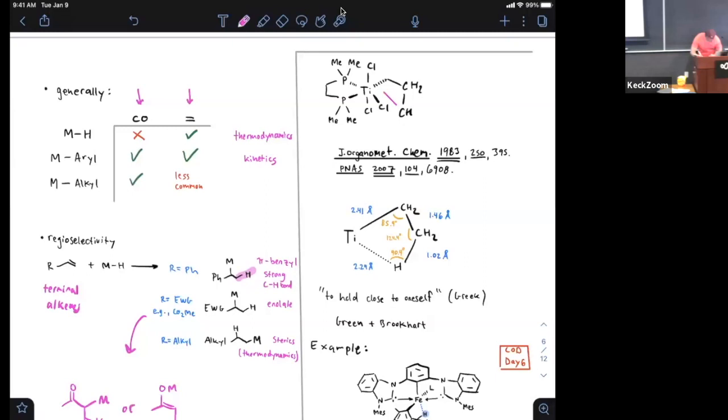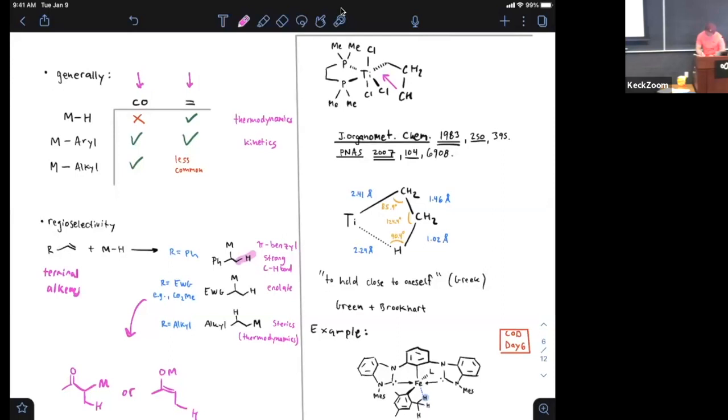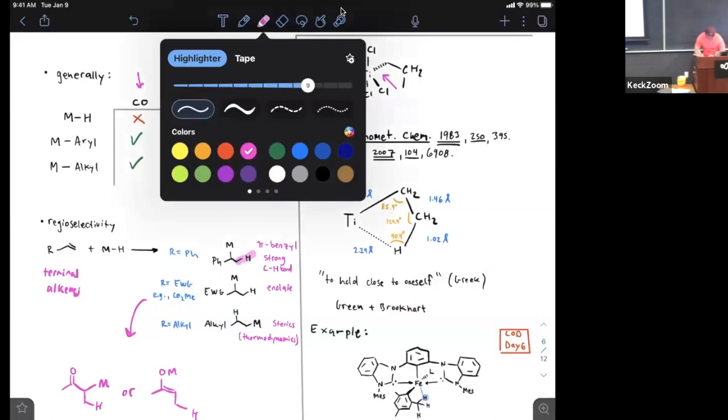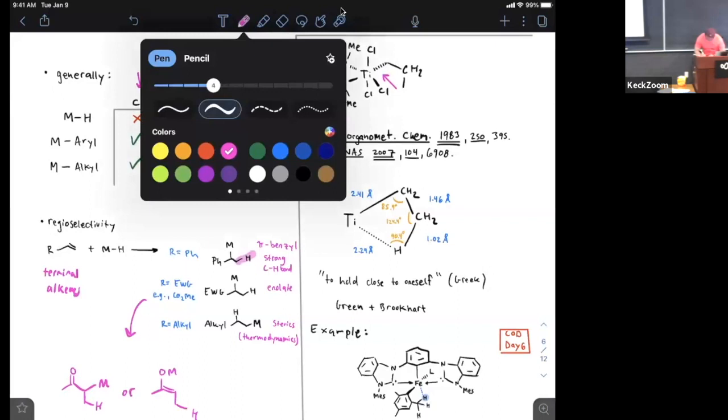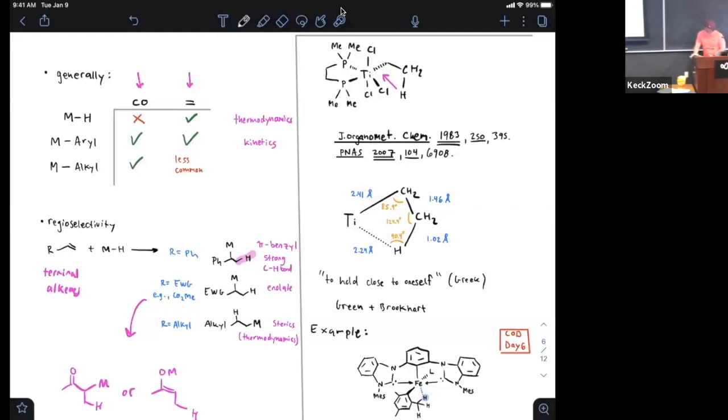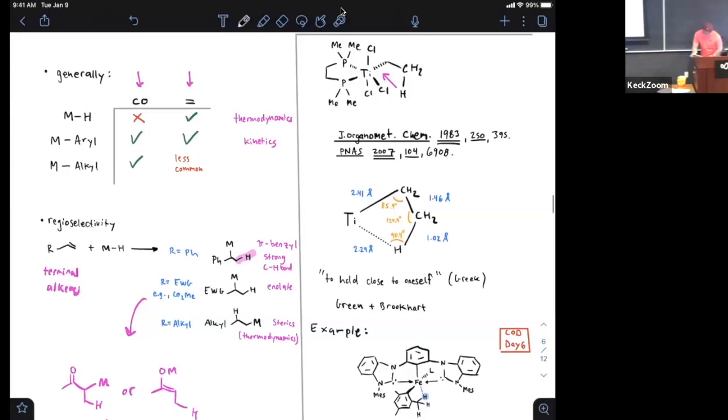An unusually short bond distance. Oh, this isn't right. Sorry, this should just be H. And a compressed bond angle of this ethyl substituent would not be expected unless there's an attractive interaction here between the sigma bonding orbital of the CH bond and the metal center. And so this process, if you look a little bit further down this column, was termed an agostic interaction.